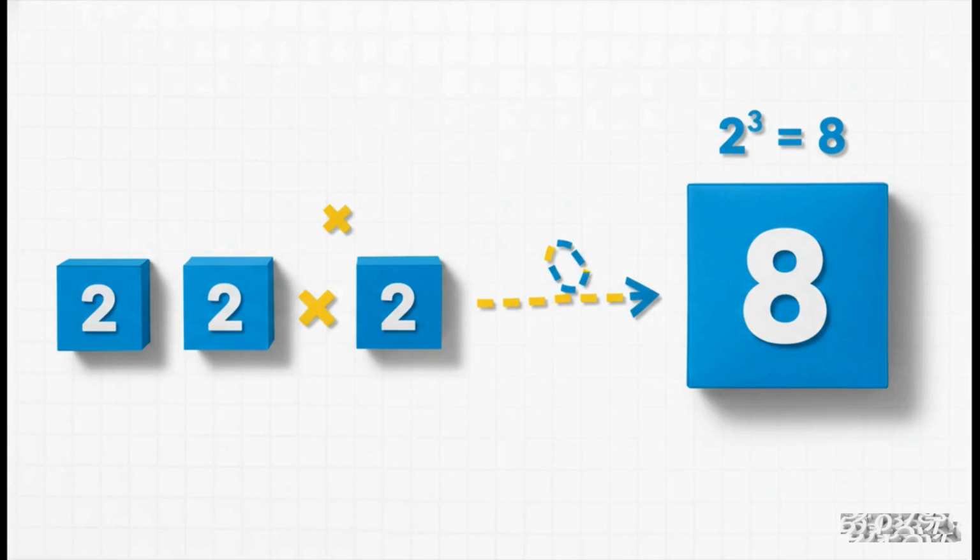Okay, so let's start with something we all know. 2 to the power of 3 is 8, right? Simple. 2 times 2 times 2 equals 8. Now, I want you to burn this little equation into your brain because it's going to be the key to unlocking everything else we talk about today.